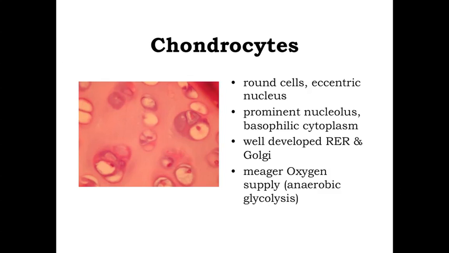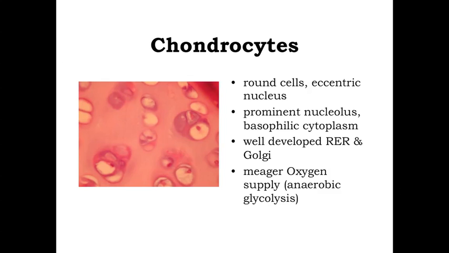Keep in mind that these cells are going to be involved with synthesizing and maintaining the extracellular matrix. So they're going to have a prominent nucleolus, basophilic cytoplasm, because they're going to need to have a well-developed rough endoplasmic reticulum and Golgi apparatus. They need to be able to synthesize the proteins, modify and package the proteins for secretion into that extracellular space.